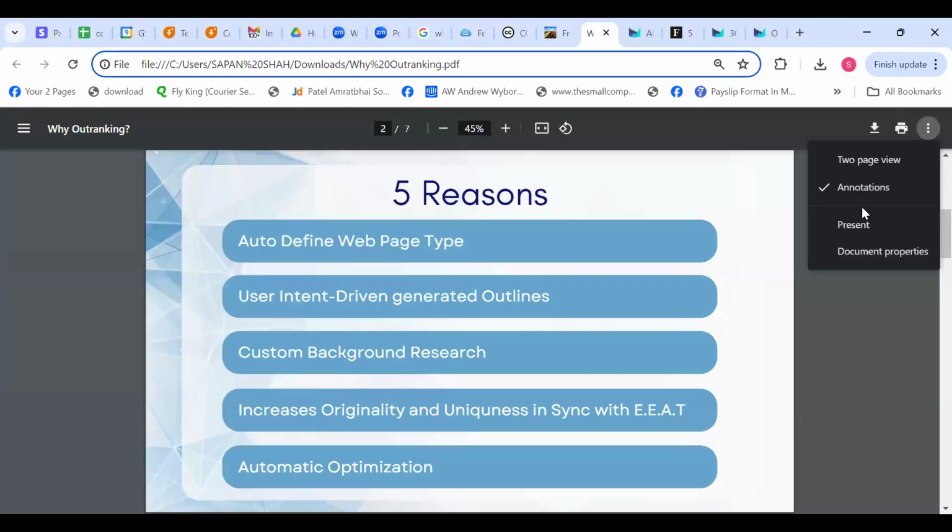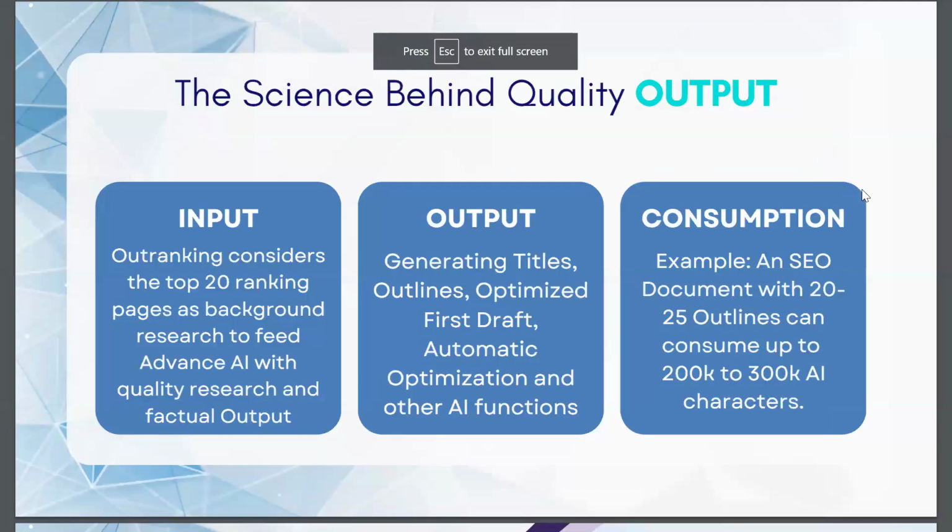So let me go to present, and now let's go on to the next slide. This is the science behind quality output. So how does Outranking generate the content? The input is that Outranking considers the top 20 ranking pages as background research to feed advanced AI with quality research and factual output. So this is the input that it is taking in the form of all the word count, all the top 20 pages content that is there, and it puts it in the form of background research. And then on the basis of that, it generates the output, and that is generating titles, outlines, optimized first draft, or even using automatic optimization and other AI functions.